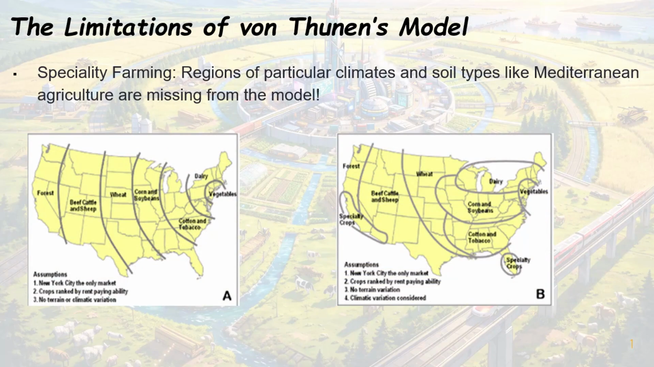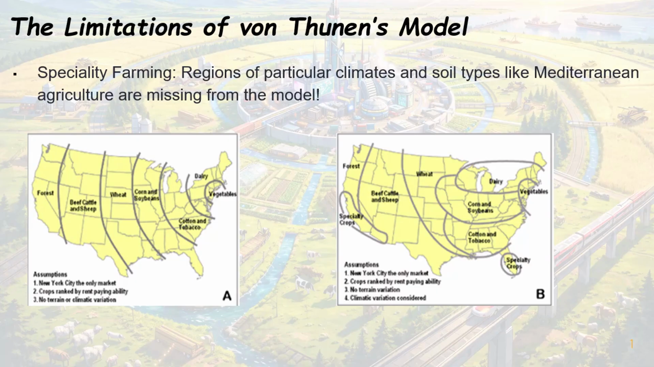Von Thunen assumes no terrain variation and no climatic variation, just one big flat isotropic plane where every farmer is dealing with the same soil and the same weather. That is already suspicious. Now look at the left map. That is the clean theory version. One market. Crops ranked by rent-paying ability. No climate differences. So everything bends nicely around the market like it is orbiting New York City.